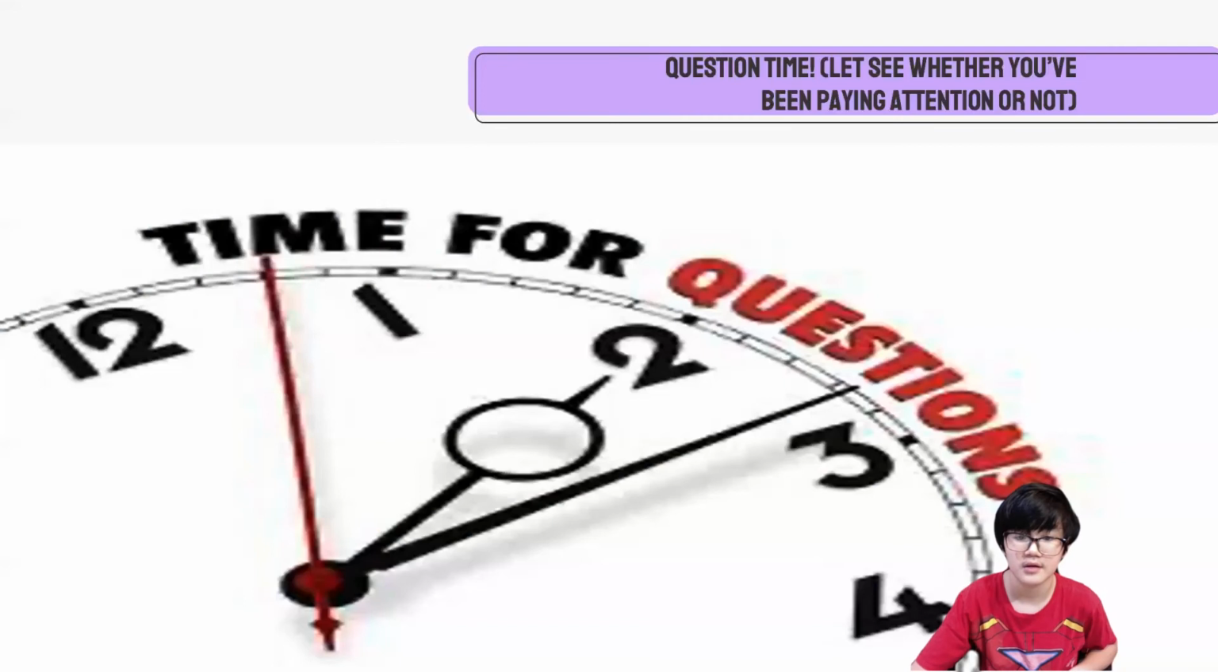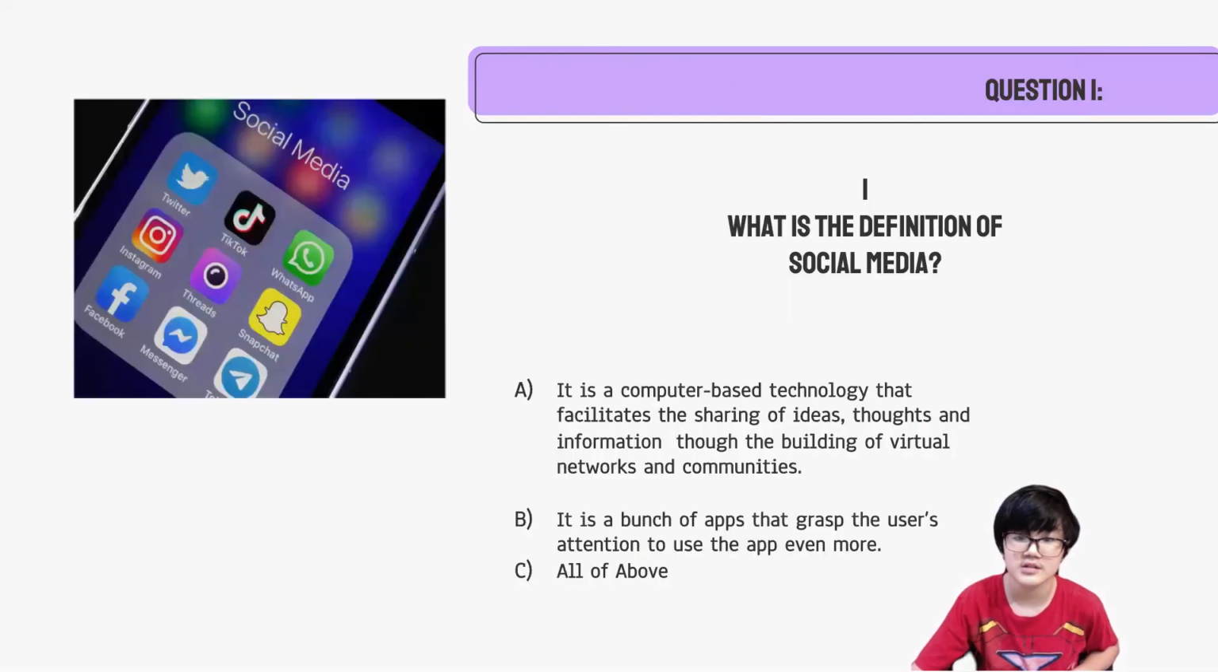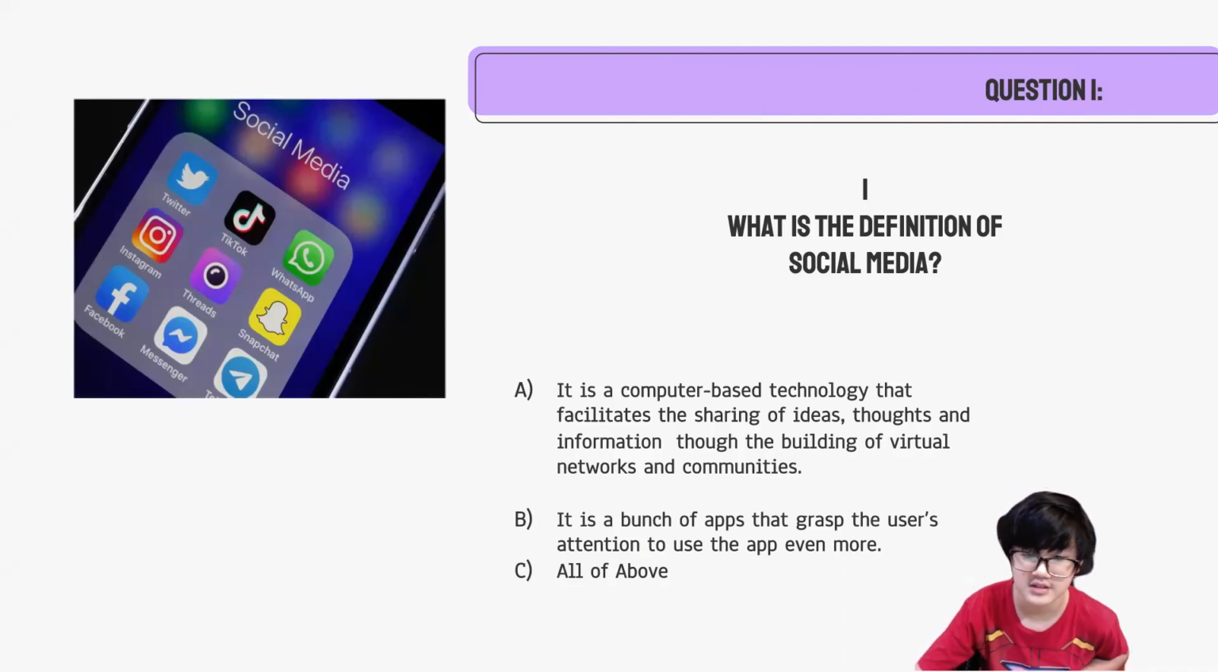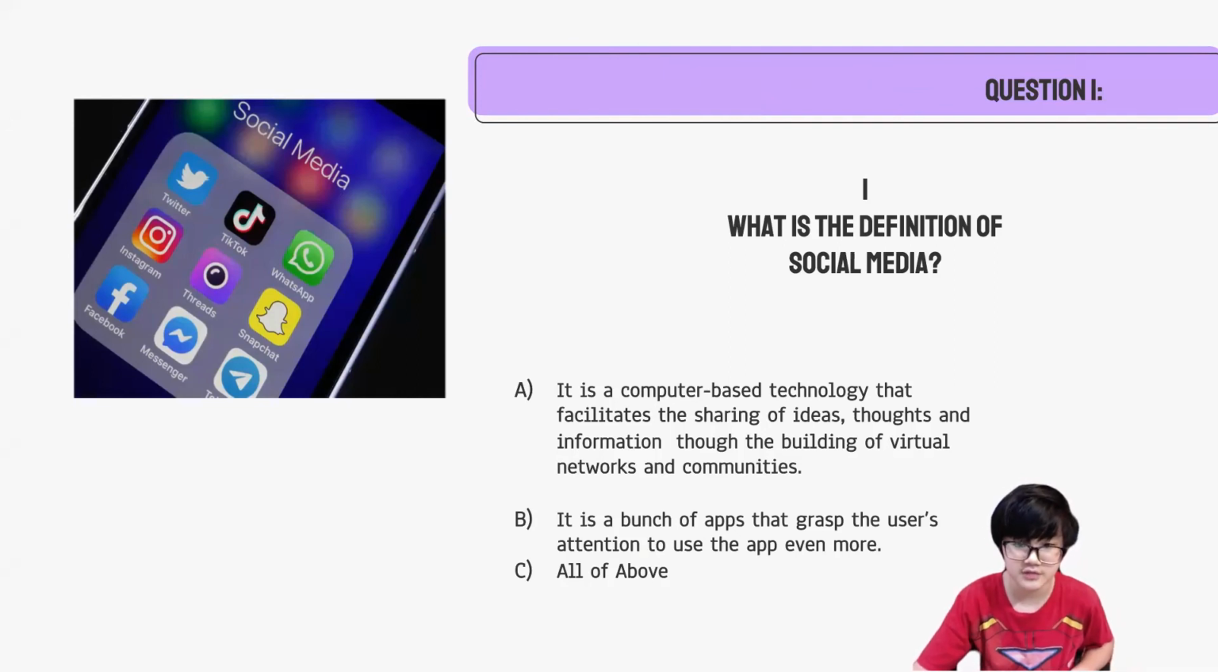It's question time. Let's see whether you can answer these questions. What is the definition of social media? A. It is a computer-based technology that facilitates the sharing of ideas, thoughts, and information through the building of virtual networks and communities. B. It is a bunch of apps that grabs its users' attention to use the app even more. C. All of the above. The answer is actually C.